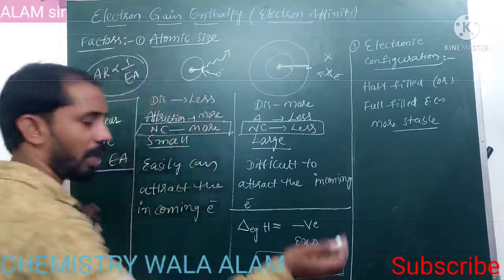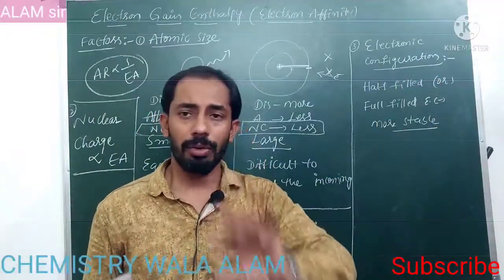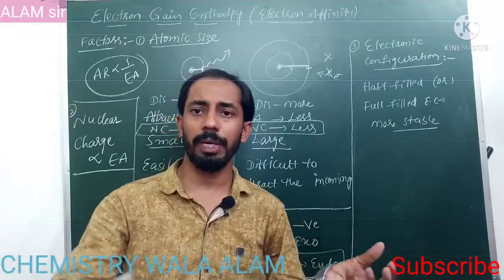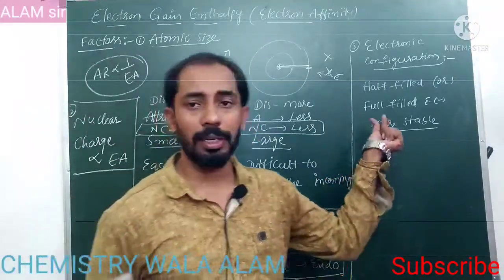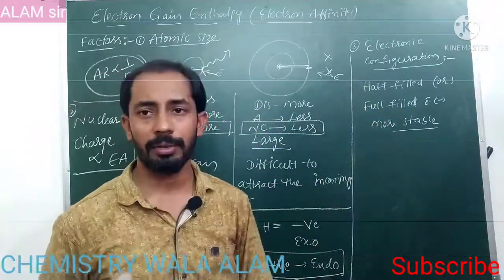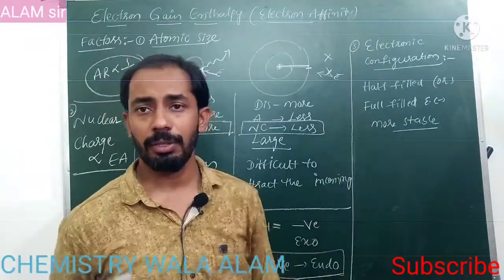Positive is nothing but absorbing energy. For half-filled and fully filled electron configurations, adding an electron is difficult, so it will not be taken easily. By applying external energy, we can add that electron. That's why half-filled and fully filled configurations are more stable. Due to the stability, adding an electron is not possible.